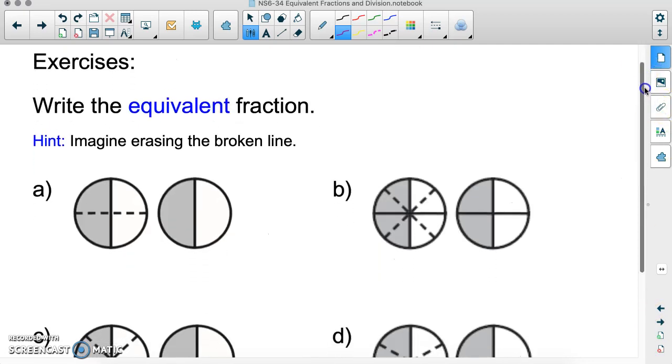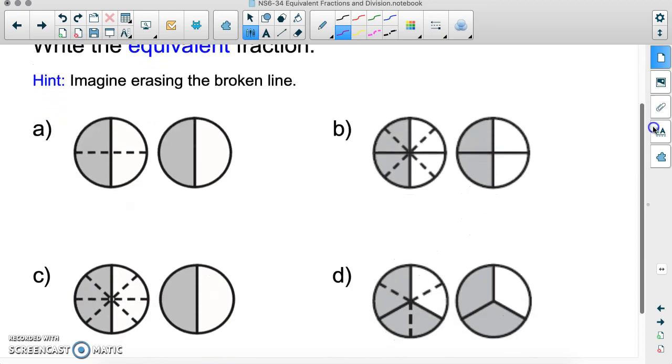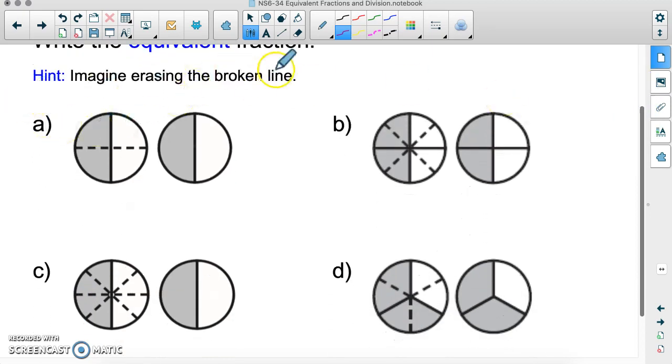Here are some equivalent fractions examples for you to work through on your whiteboard. I want you to imagine erasing the broken line. So let's do A together before you move on. If we look at A, in this first circle, we have 2/4, which is telling us that 2/4 is equal to 1/2. Now I want you to do B, C, and D on your whiteboards, and then you're going to continue on with your screencast.